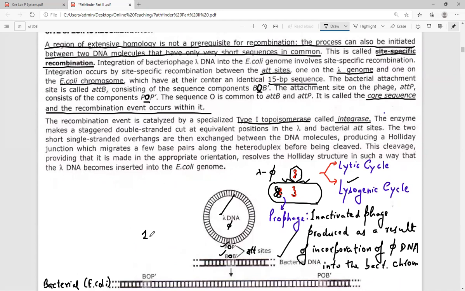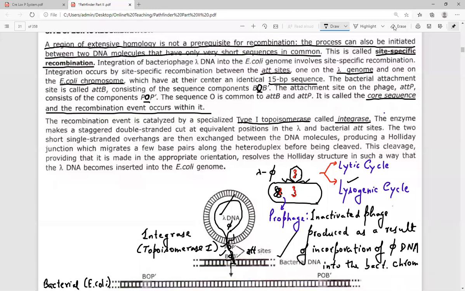The integrase enzyme is present, and it serves as a topoisomerase 1. This topoisomerase 1 makes a cut in the DNA molecule. It is going to make a cut here and a cut here also. Then the integration is going to take place in such a manner that there would be BOP'. Now, how could BOP' be produced? It could be produced like this: BOP'. Then the entire genome will be made, and then POB'. From here, it would be POB', and then the integration will be made in this particular manner.